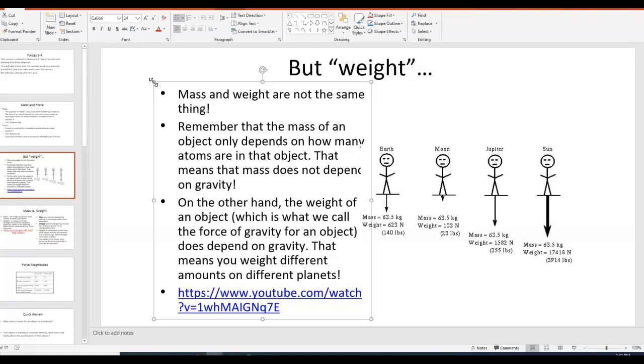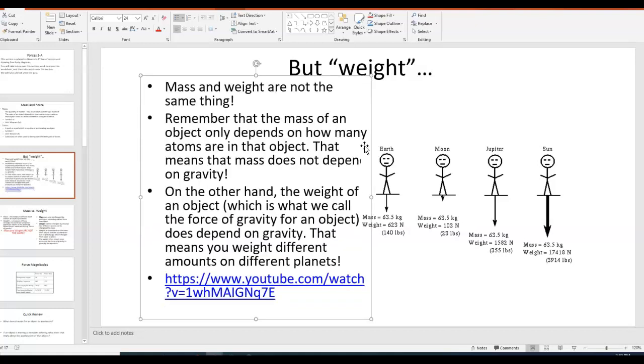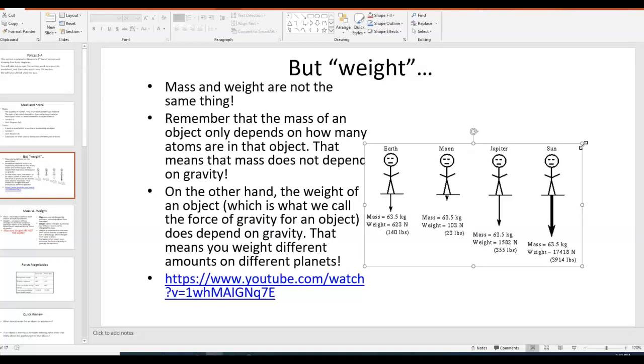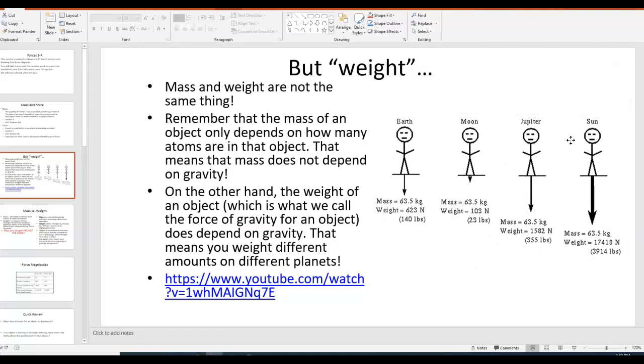Okay, weight is something different. Weight is what we call the force of gravity that acts on an object. That means weight depends on the pull of gravity from whatever planet or object you're on. For example, if you look at this little chart, you can see there are 4 different little people, each with a mass of 63.5 kilograms. Actually, it's not 4 different people. It's one person who has the same mass, and it's just showing you that person in 4 different places.